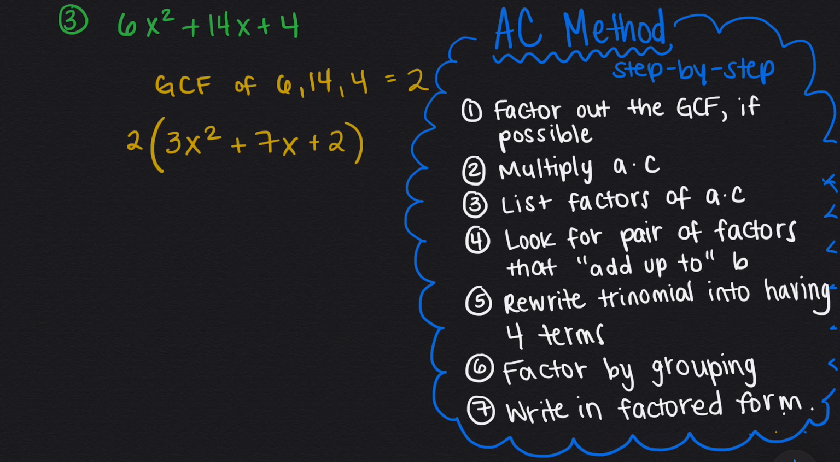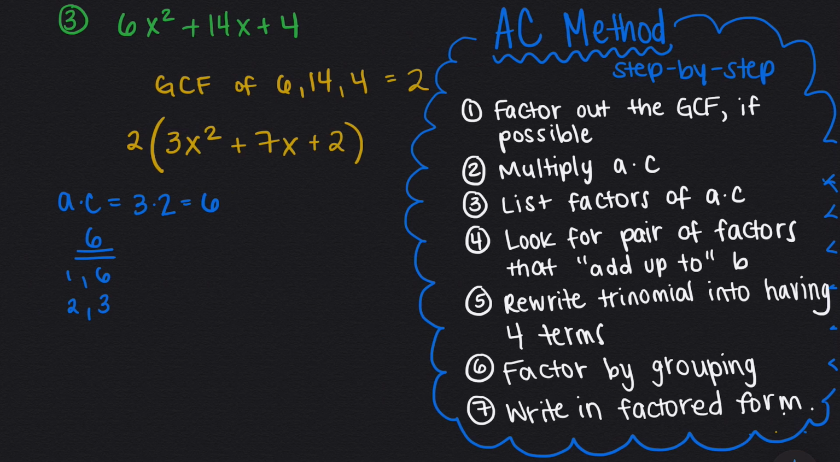Second step is to multiply a times c. This is our a, this is our c. So a times c would be 3 times 2 in this case, which is 6. Third step is to list the factors of a times c. So now we're listing the factors of 6. Notice how the procedure is kind of similar to what we did before, except that instead of considering the factors of just c, we first have to multiply a times c. The factors of 6 are 1 and 6, also 2 and 3, and those are it.